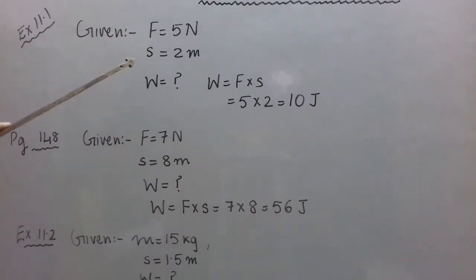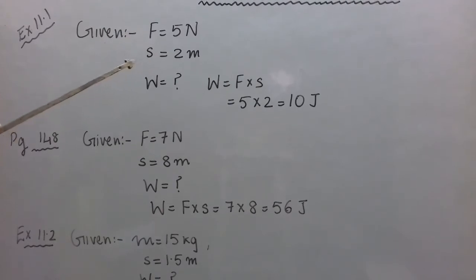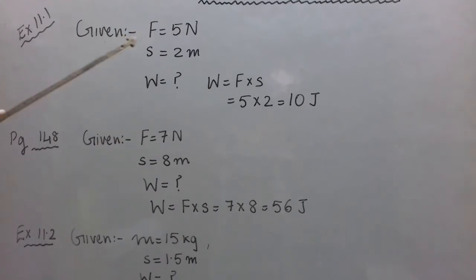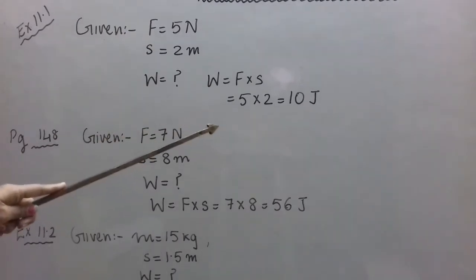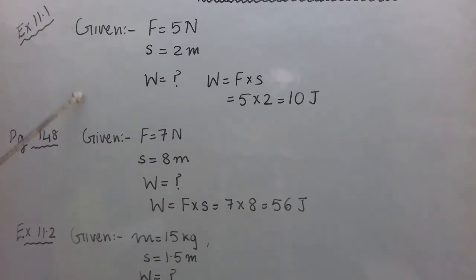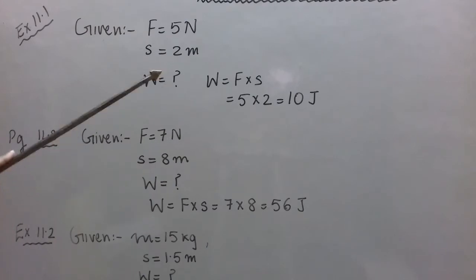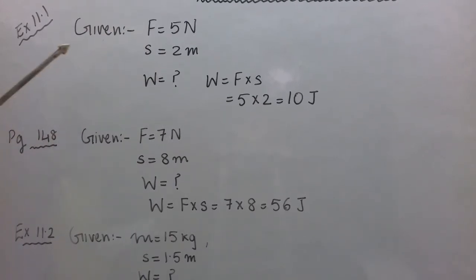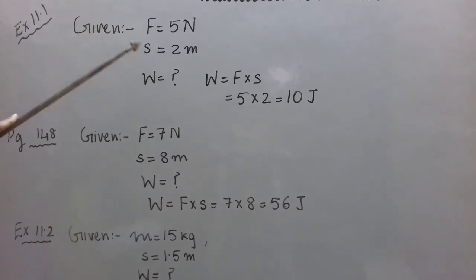So work done, first have a look at it. Any conversion required? No. 5 Newton, meters, these are proper SI units. So W is F into S, use the formula, put the values and get the answer. Work done is 10 joules. So a very simple numerical where you just use the formula and get the answer. Although in the textbook a diagram is shown, just a block with 5 Newton applied on it and it gets displaced by 2 meters.